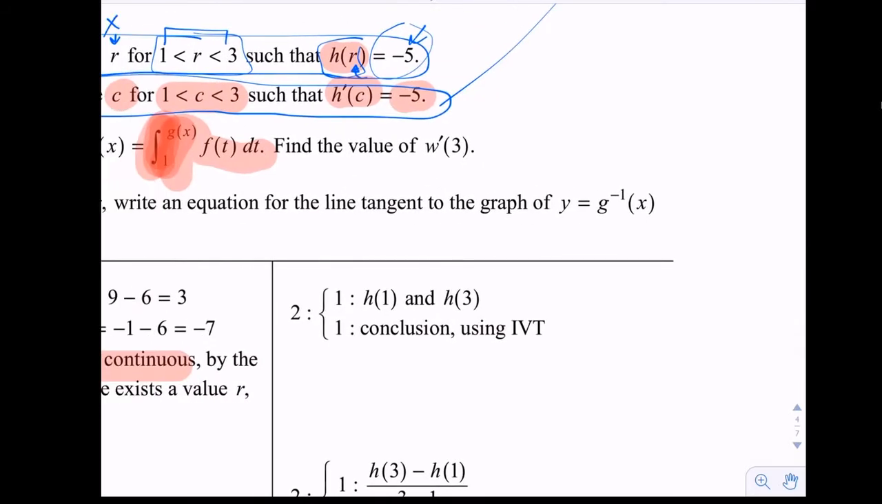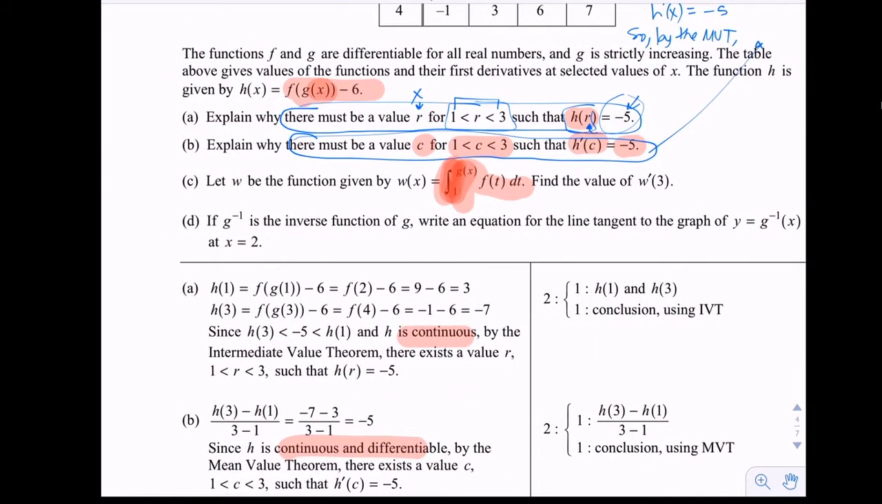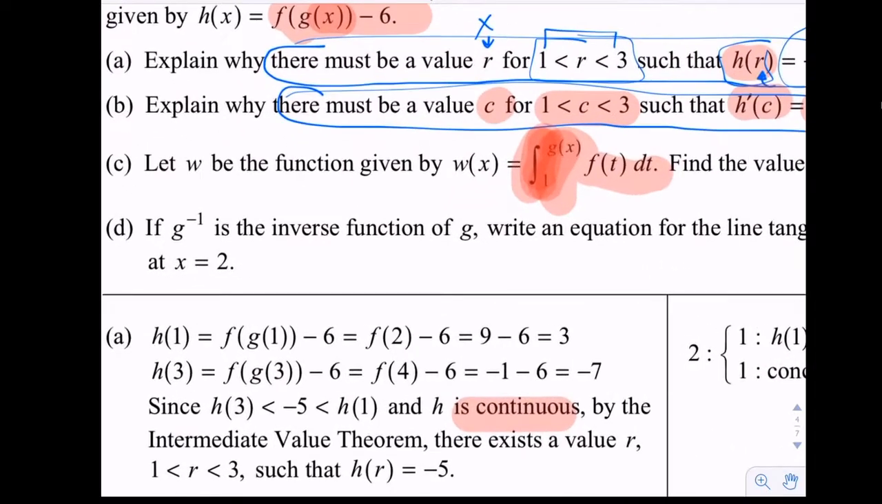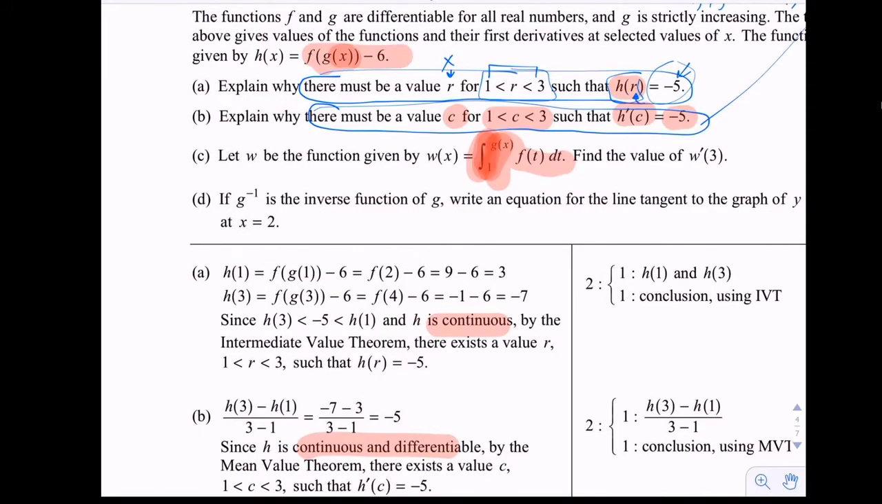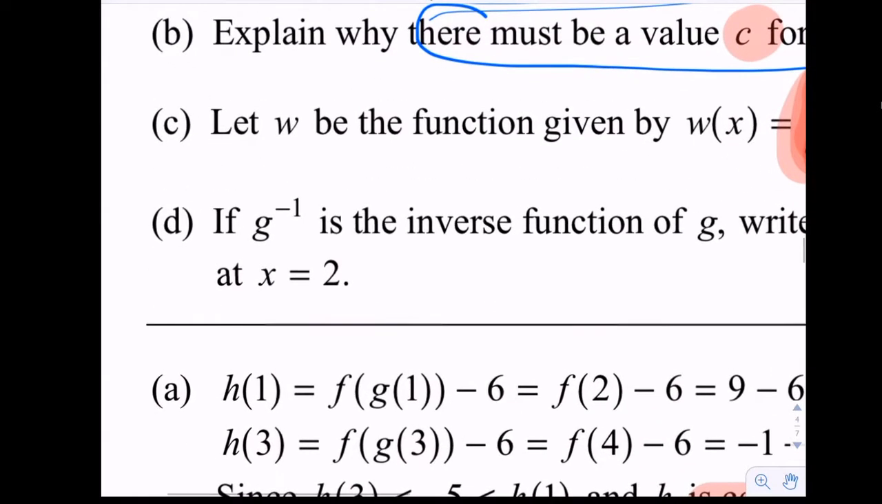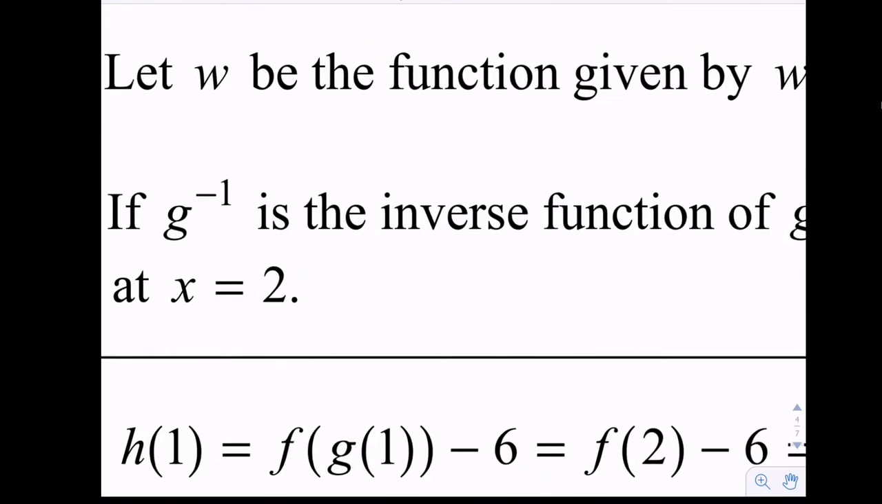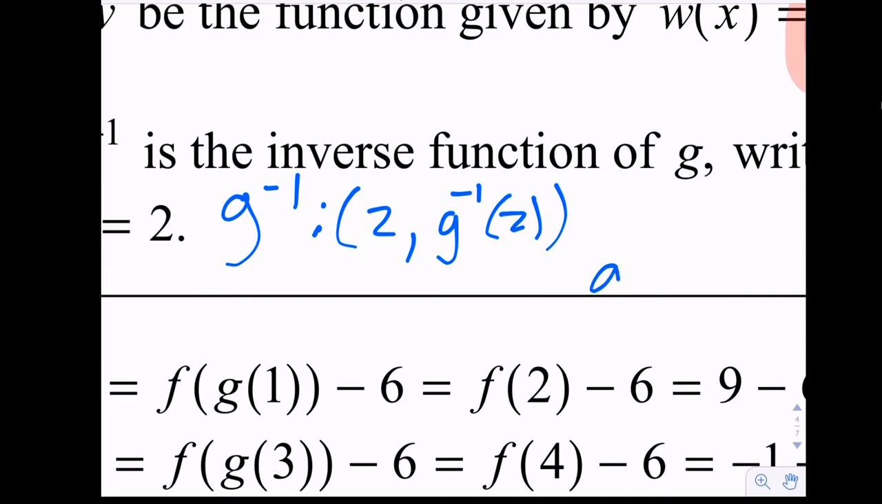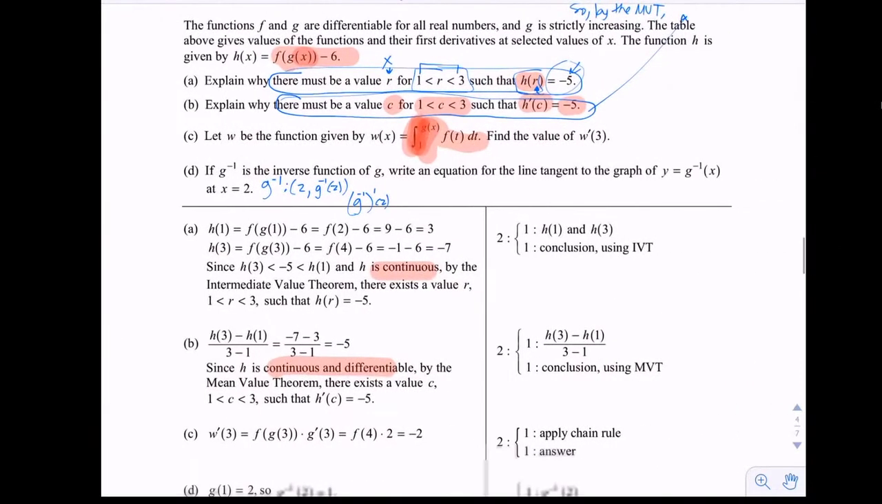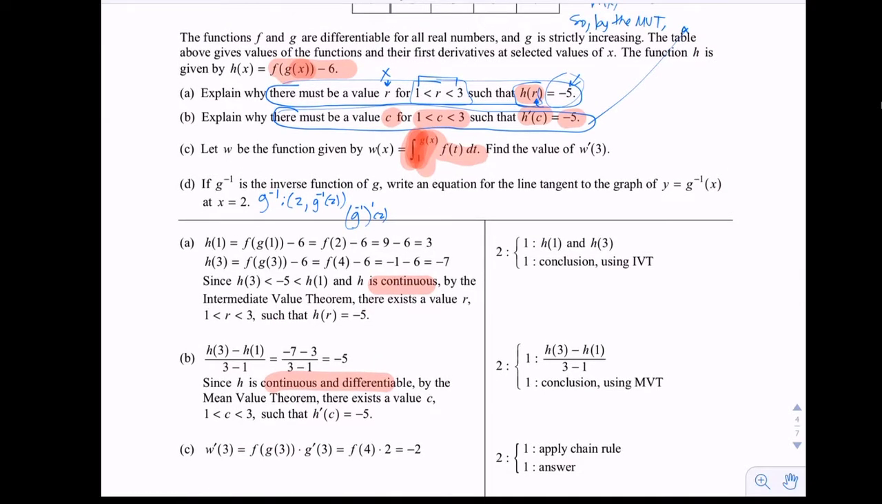No, because sometimes they're totally not even related to each other. Look what D says. If G inverse is the inverse of G, write an equation for the tangent line to G inverse at 2. Okay, so what do we need for the equation of a tangent line? Slope and a point. So I need on G inverse there's an ordered pair called 2 comma something. It'll be G inverse of 2. And I also need the slope, G inverse prime of 2. How am I going to do that?